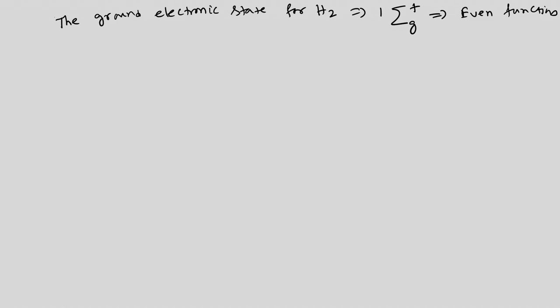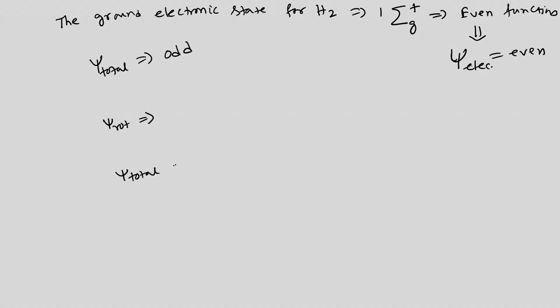And since each nuclei has a half integral spin, psi total is an odd function. So psi total is odd, and we get psi electronic is even. Now, we consider psi rotational. Psi rotational can be even or odd. Psi total is psi electronic times psi rotational times psi nuclear. Psi total is odd, and psi electronic is even.